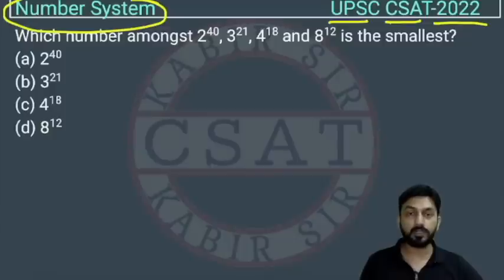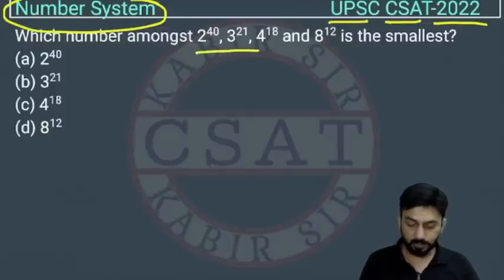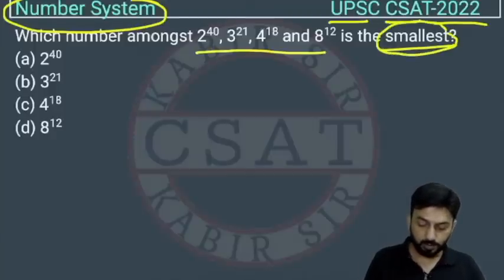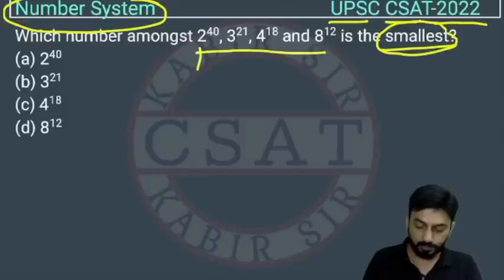Okay, this is a question from number system asked by UPSC in their CSAT paper of 2022, right. So which number amongst these 4 numbers given is the smallest number, right? So we have to focus on the smallest number, right. So how we will solve it, right? So there are ways to solve it, right? Let's keep the first term as it is, second term also as it is. Now I will change this term, right?